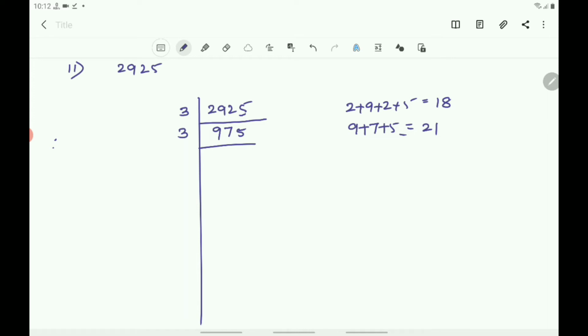So you write 3. 3 3s are 9 and 7 is there. 3 2s are 6. 1 is remaining. 15. Then 3 5s are 15. So you got 325. Then you try to divide it by 3. 3 plus 2 plus 5 is 11. 11 is not divisible by 3. So you can say that 325 is also not divisible by 3.